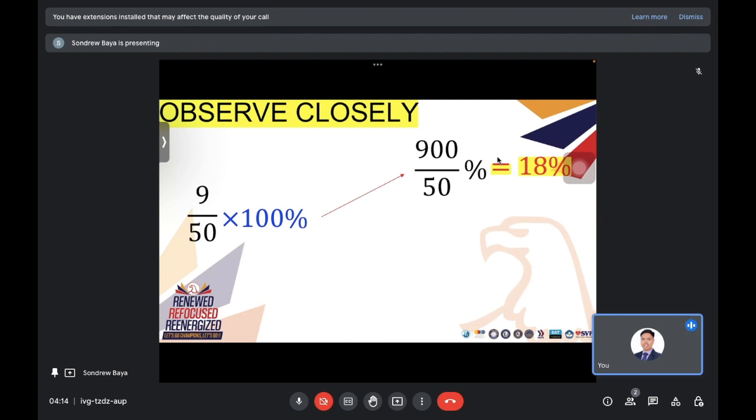So what would be an easier way? Personally, an easier way for me is to divide first. So in this case, I can divide 100 by 50 first. When you divide or simplify, this gives you 2. And once it's simplified, that's when you can multiply by the numerator, which gives us 18 over 1. See, when we divide first, the value becomes smaller, and that's the advantage. 18 over 1 is 18%.